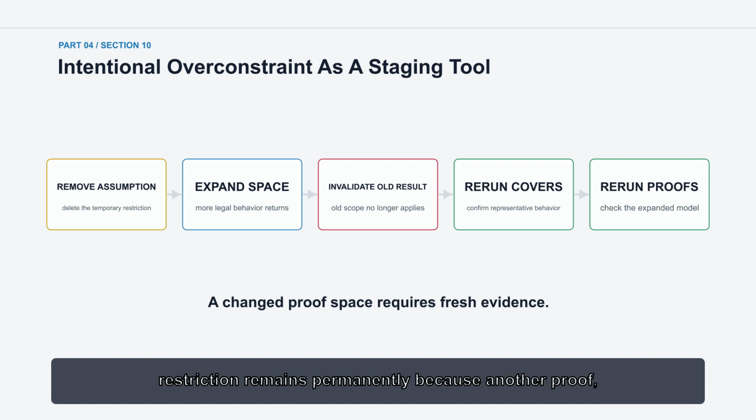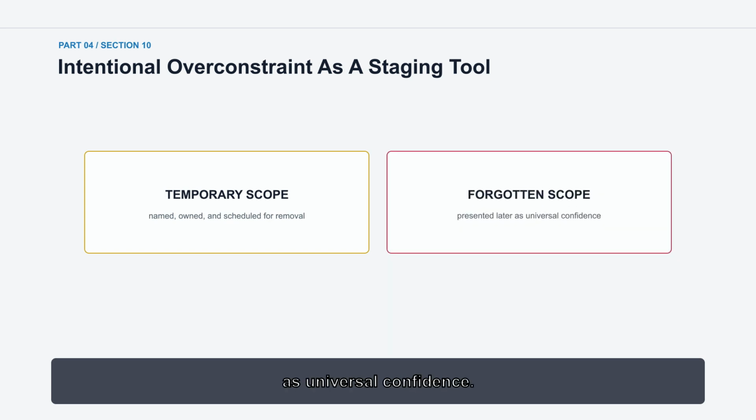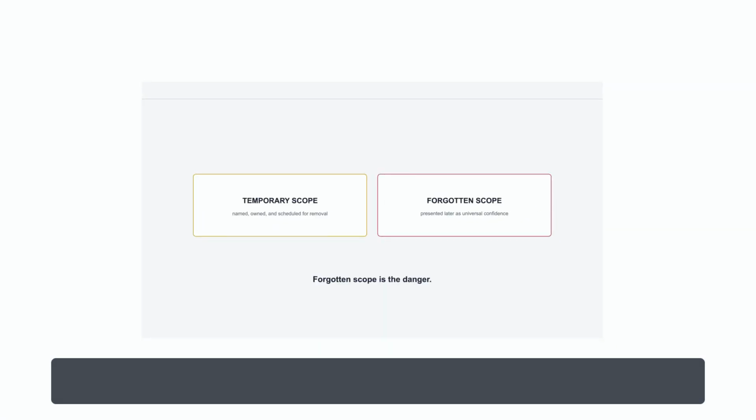Sometimes an intentional restriction remains permanently because another proof, architecture rule, or integration check discharges it. That is also acceptable when the connection is explicit. What is dangerous is not simplification itself, it is forgotten simplification presented as universal confidence.